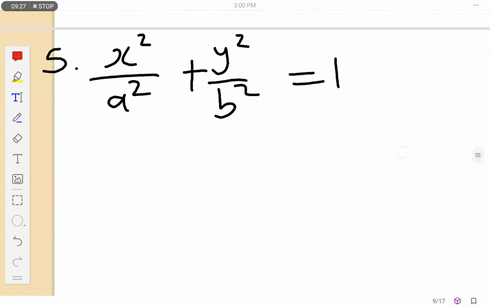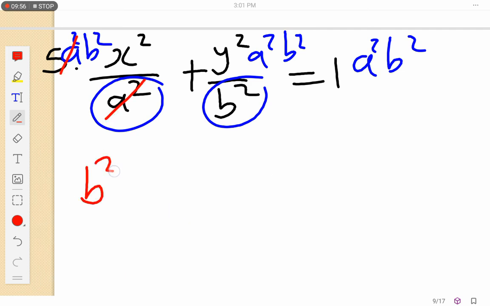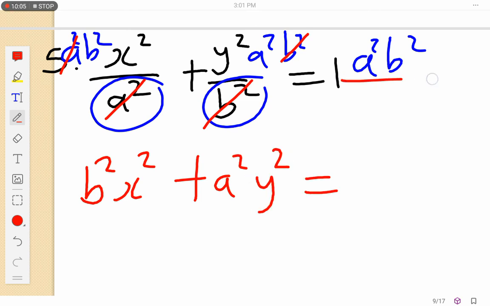Let's look at the last question. I hope this is the last question. First of all, we remove these denominators. So I'll multiply everything by a squared b squared. Let's do that. A squared b squared, a squared b squared, a squared b squared. Let's cancel off each other. A squared will cancel off with a squared, so we get b squared times x squared plus b squared will cancel off with b squared, so we get a squared y squared is equal to, this thing will get only a squared b squared, like that.